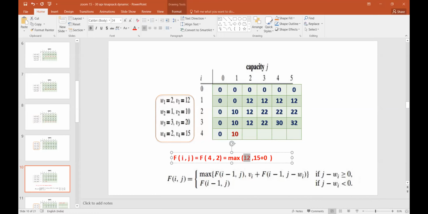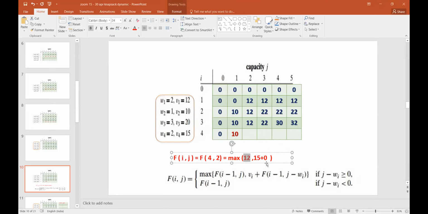How this 12? This 12 is nothing, because whatever there is in the previous entry, I will copy here as it is. 12 is there in 3 comma 2, so I will consider 12 as it is. So how this 15 plus 0? 15 is V of I. What is V of I? Sorry, V means value. Value of I is 4, fourth object. This is 15. So I will be writing 15 as it is.